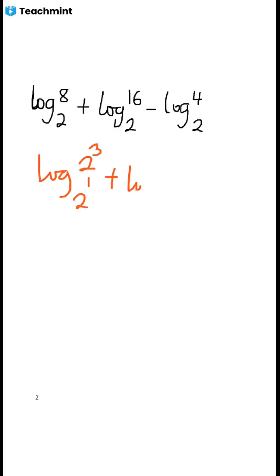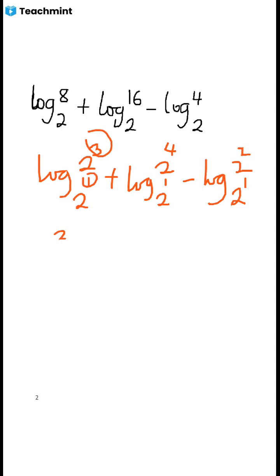Plus log 2 raised to power 1, 2 raised to power 4. Minus log 2 raised to power 1, 2 raised to power 2. I said we are going to be dividing their powers. So this one is going to be 3 divided by 1, 3 over 1. That's what is left, log 2 base 2. That's going to give us 1.